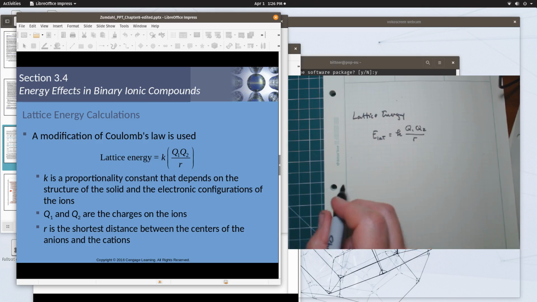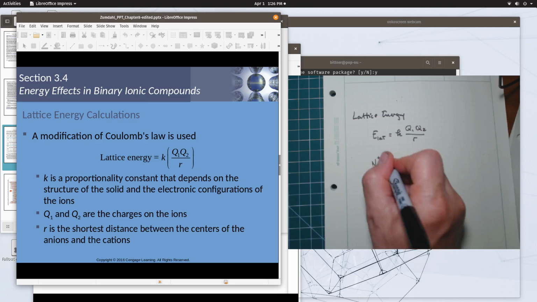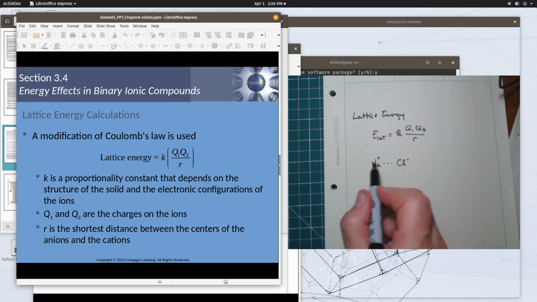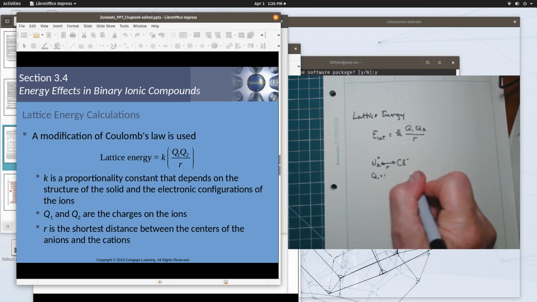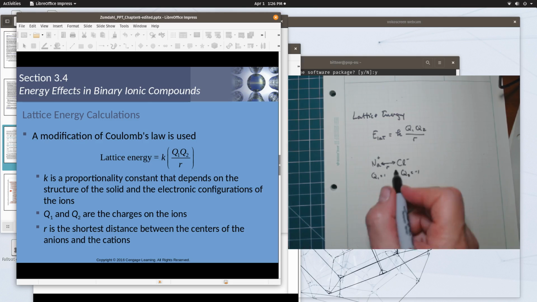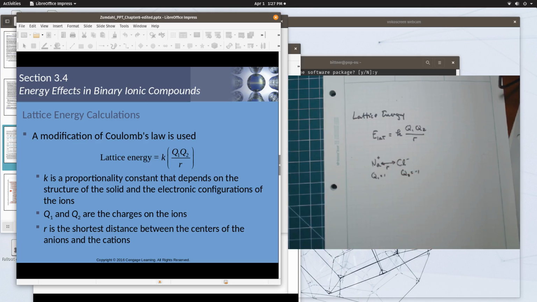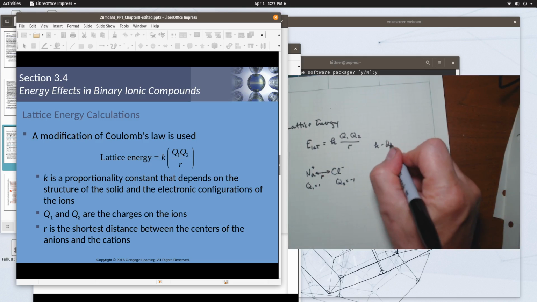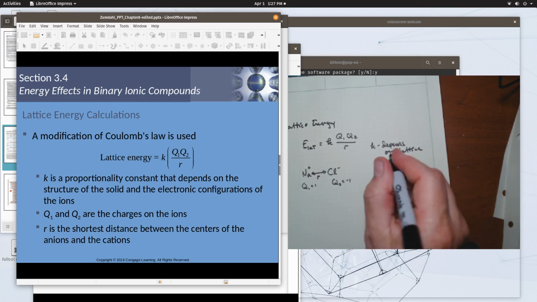So for example, if I have sodium chloride, remember sodium chloride is a close packed solid of sodium and chloride. There's a bond distance between all of those. R, in this case, Q1 is equal to 1, Q2 is equal to minus 1, and the energy of this lattice is going to be minus 1 divided by this distance of separation, whatever that happens to be, multiplied by a constant of proportionality. K depends upon the lattice structure.